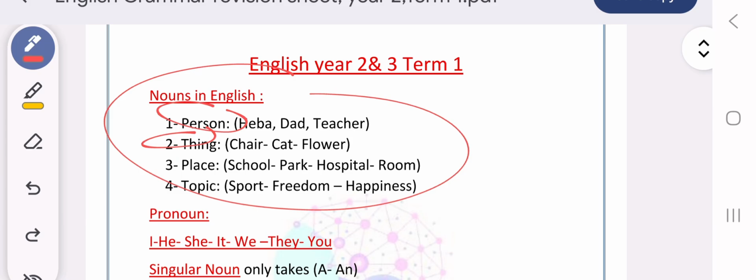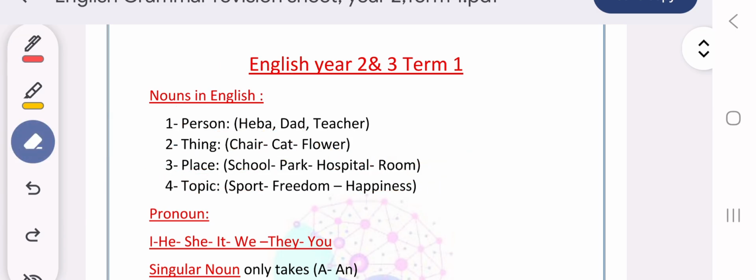Things, like look at your room, you can see what? A chair, you can see like a table, you can see like a bed. All of them, they are things and you can touch, they have names. And also things, it can be like a cat, yes, but it's an animal. But if it doesn't have a name, we will say it's a thing. Place like school, like the park, hospital, and room. All of them we can touch. They are nouns. But the only nouns that we cannot touch is the topic, like sport, freedom, happiness.